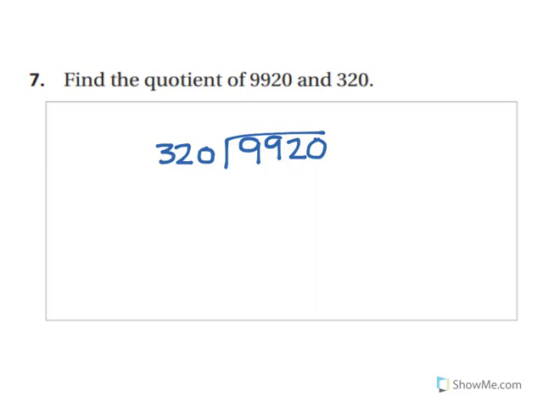Okay. Hopefully you've had enough time to do this problem. Let's go ahead and look at it. 320 cannot go into 9, so we'll put a 0 here. It cannot go into 99. And think about this. How many times can 320 go into 992?